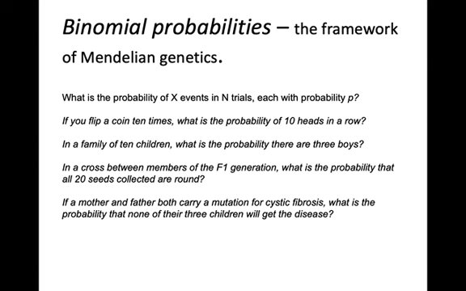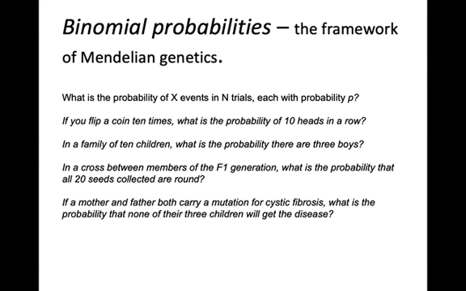Maybe you know how you might do it. If you don't, that's fine. I'm going to explain it. In a cross between, so now we're getting towards genetics, in a cross between members of the F1 generation, what is the probability that all 20 seeds collected would be round in Mendel's crosses, right? He might think, wait, I expected 3 to 1, but I really got 20. So what's going on there? All of them round. What?